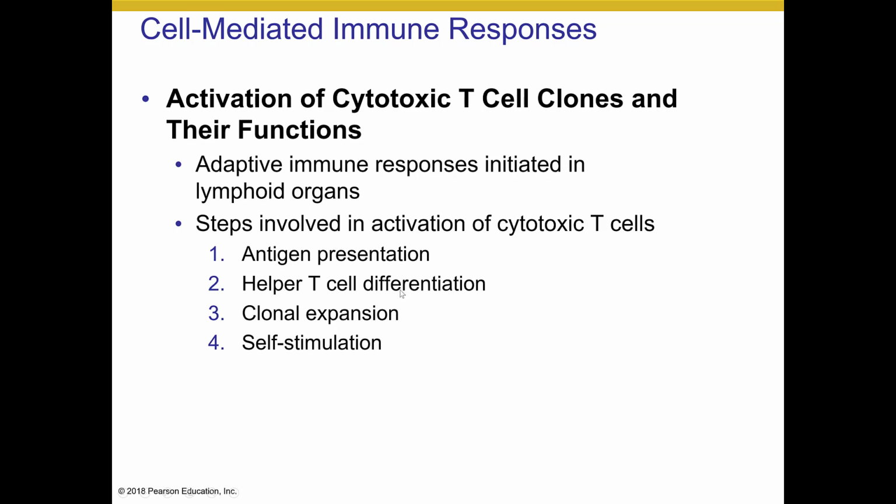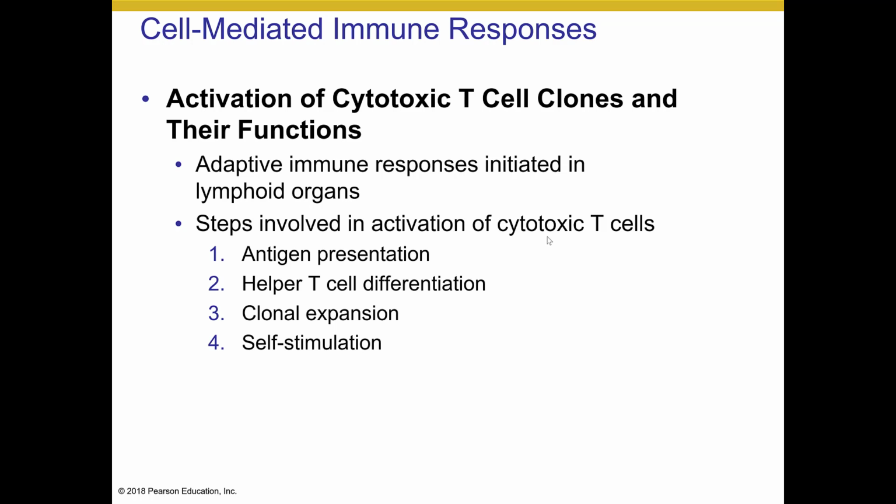We need helper T cell differentiation. We cannot activate cytotoxic T cells without helper T cells, and I'll show you why in a second. Clonal expansion. This means we need to activate the cytotoxic T cells and tell them to make more copies of themselves, because remember, we don't have very many.